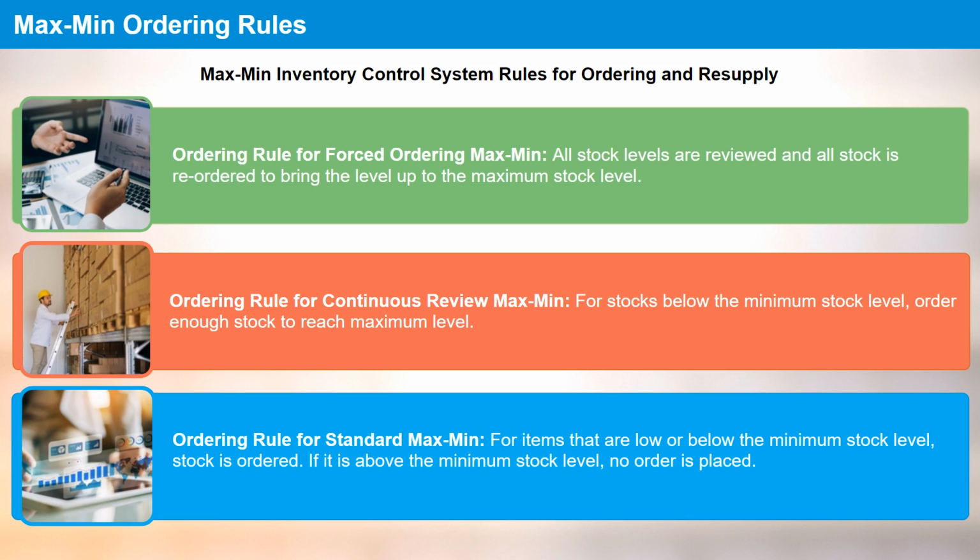Ordering rule for standard max-min suggests that at the end of an established review period, all stock levels are reviewed. For only those items that are at or below the minimum stock level, stock is ordered to bring the levels up to the maximum stock level. If it is above the minimum stock level, no order is placed.